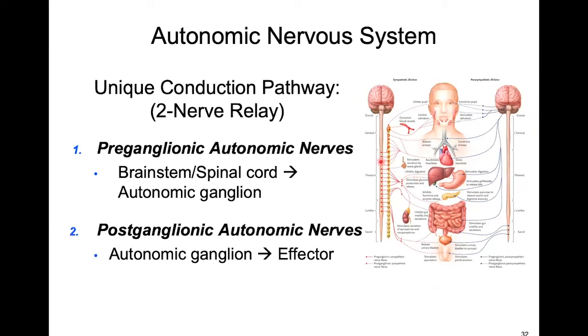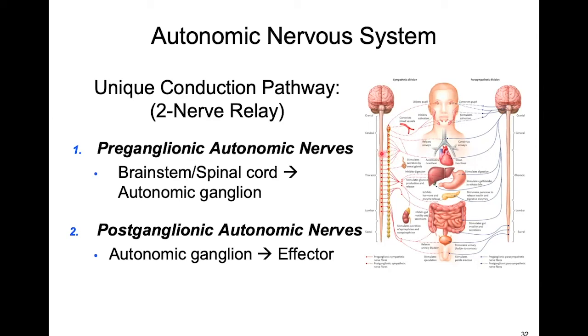Those dots are representative of cell bodies. So what does this mean? If we look here along the thoracic and lumbar regions, you can see we have a cell body here in the spinal cord, and then we have another cell body within these structures known as sympathetic ganglia. Instead of just having one motor nerve sending the signal from the spinal cord to the muscle tissue, we have a unique conduction pathway, which is made up of a two-nerve relay.